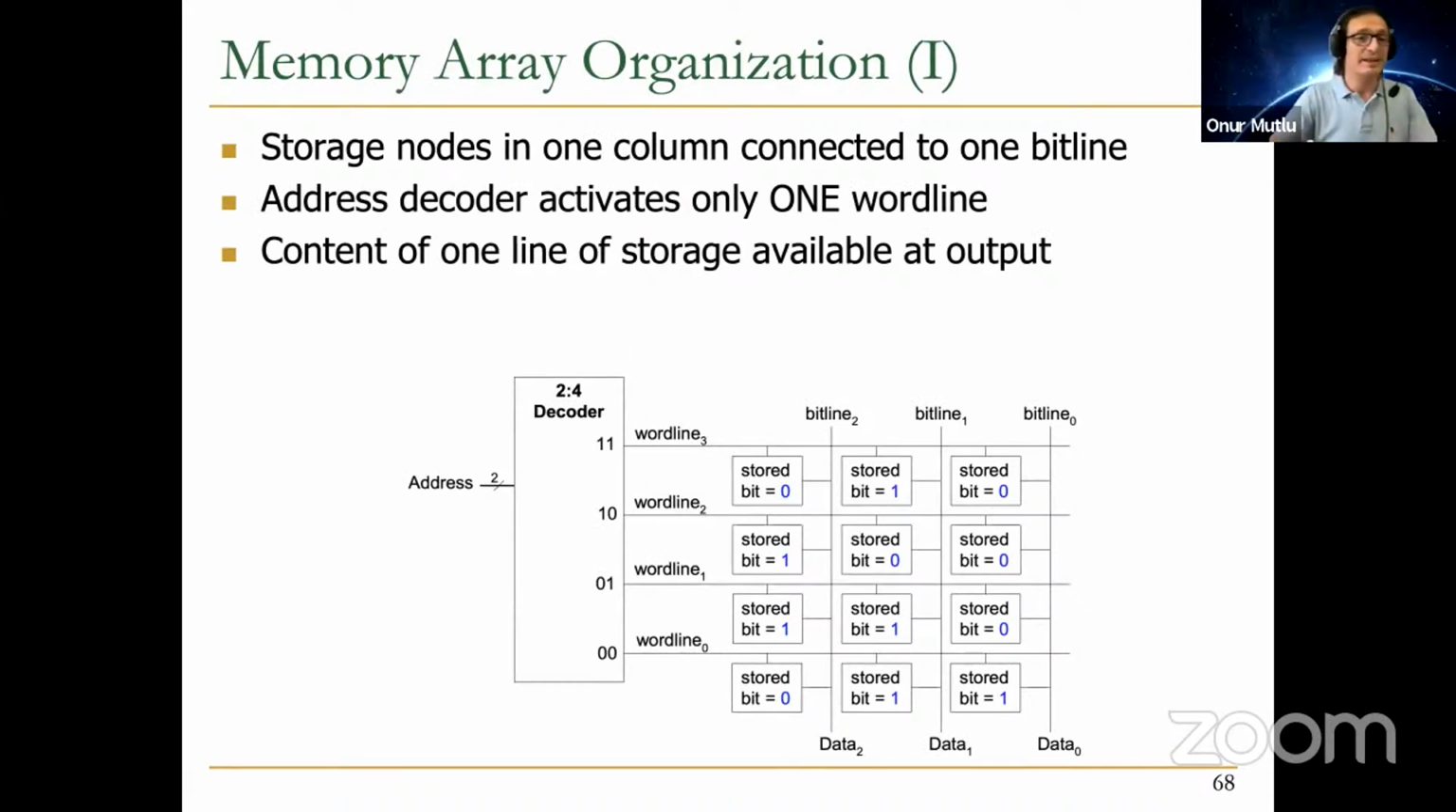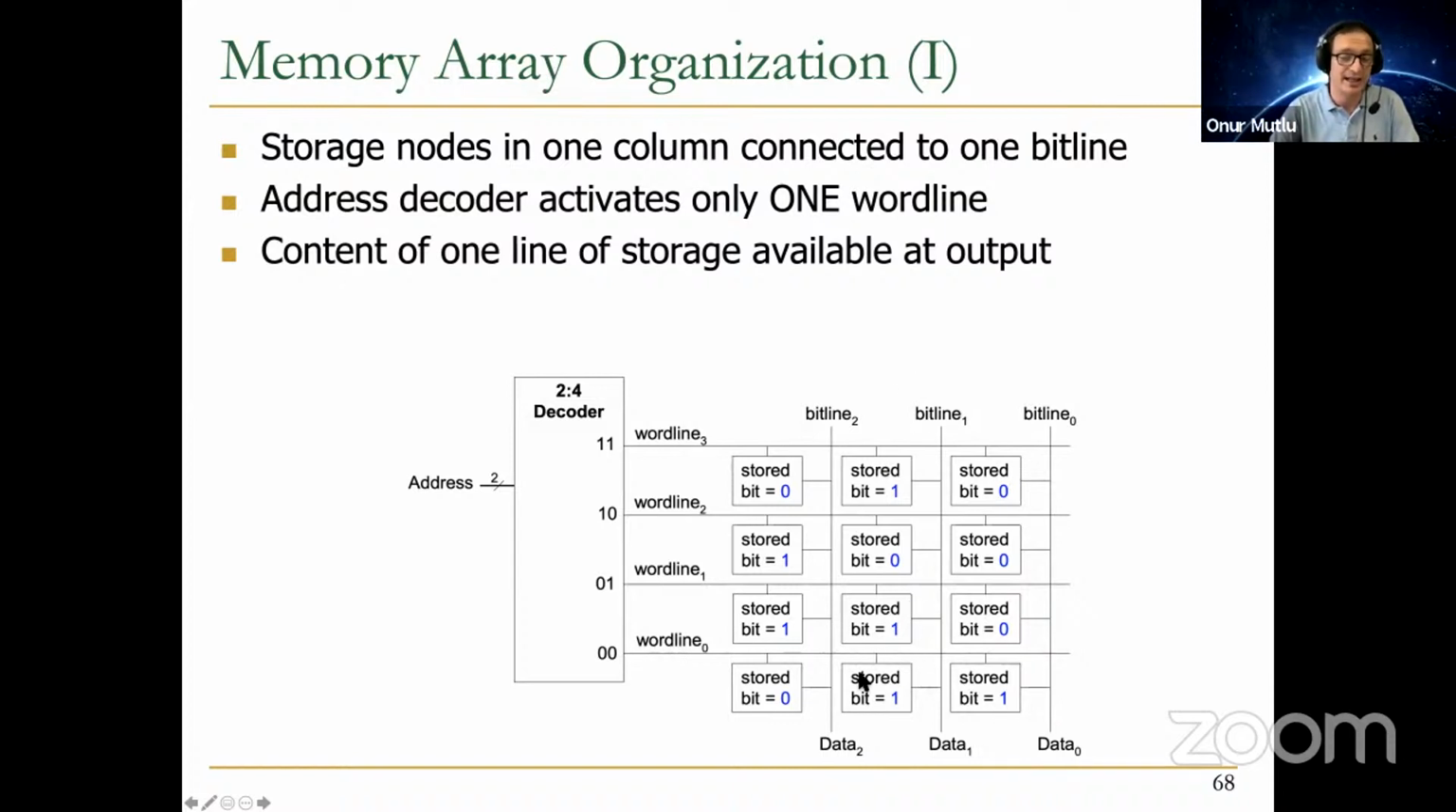Okay, let me give you some more terminology. So now you know the array organization clearly. You've seen it before also. But these are storage nodes, let's say, or storage cells. And storage cells in one column are connected to one bit line. You can see the bit line 0 over here, for example, that is connected to this column, these stored bits over here.